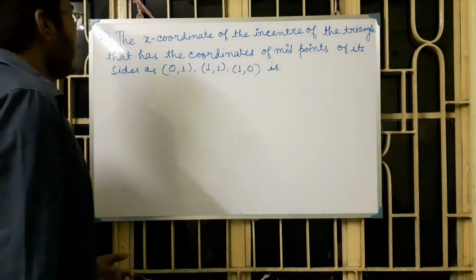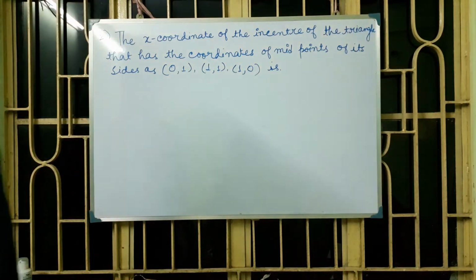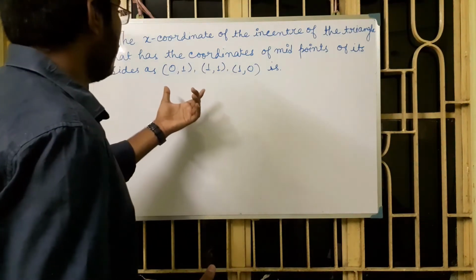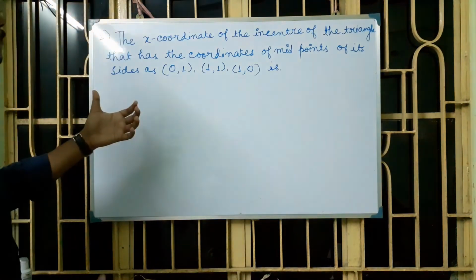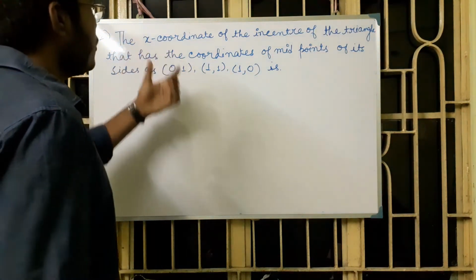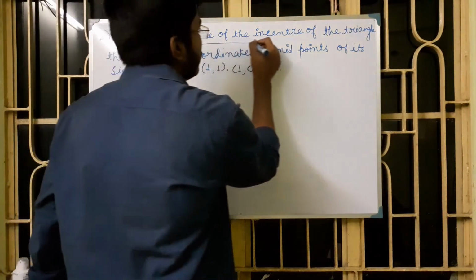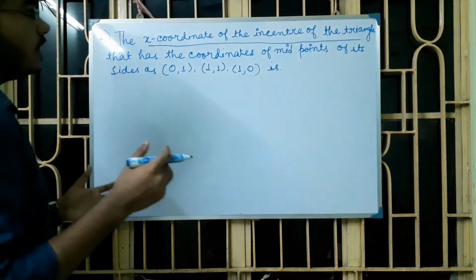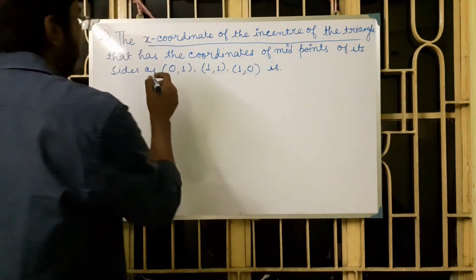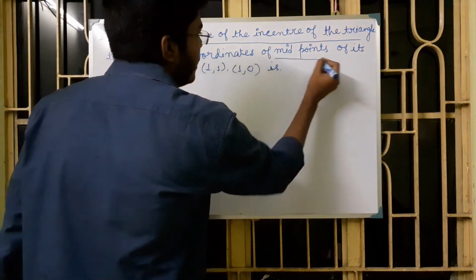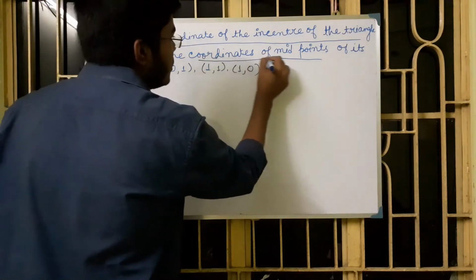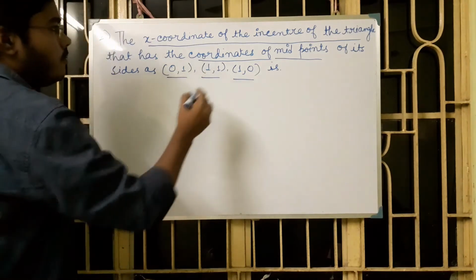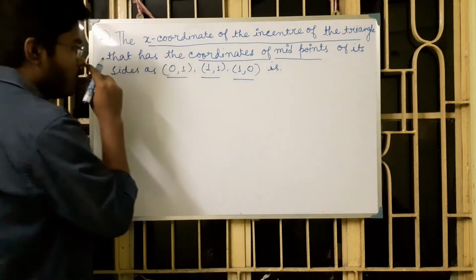So the second problem is: the x coordinate of the incenter of the triangle that has the coordinates of midpoints of its sides as 0, 1, 1, 1 and 1, 0. So we have to find the x coordinate of the incenter of the triangle. What information have they given? That the coordinates of midpoints of its sides are 0, 1, 1, 1, and 1, 0.